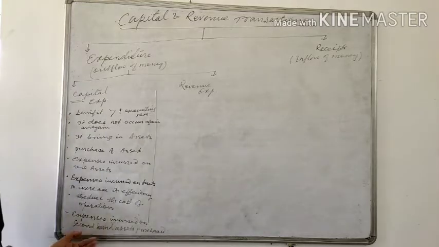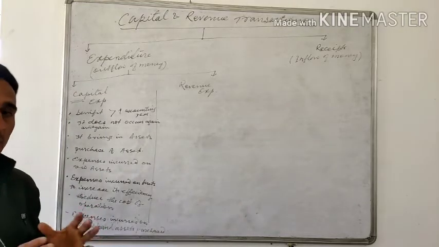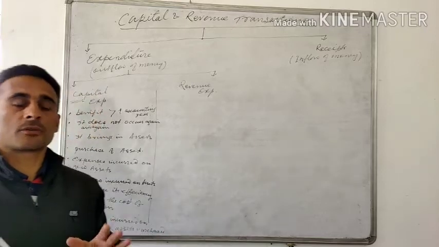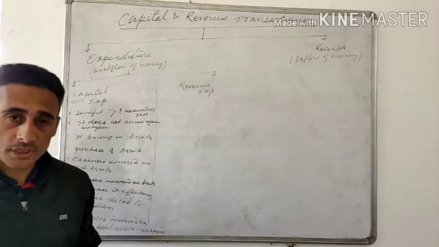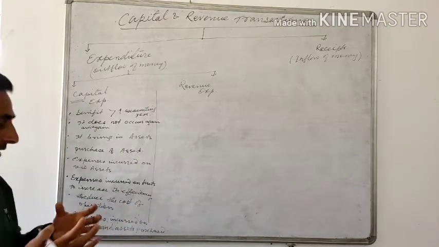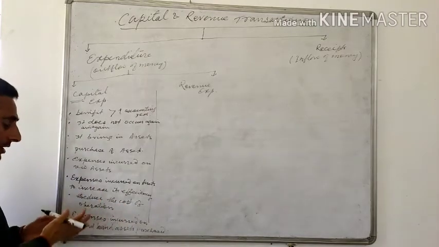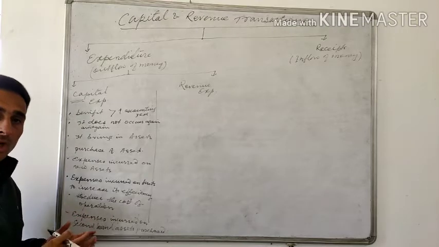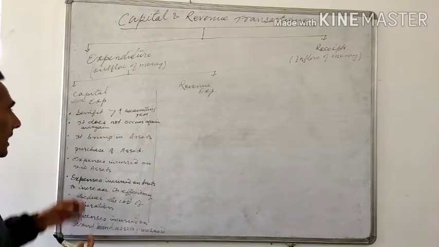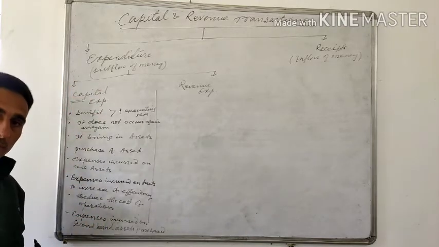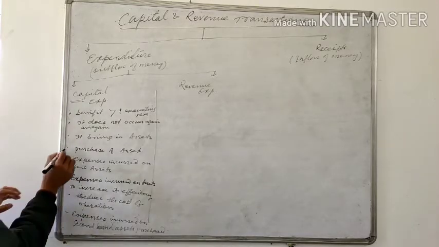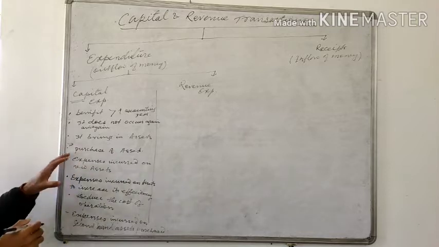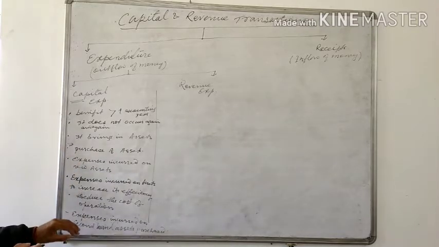You have purchased a second-hand scooter, say, and you have spent say rupees 5,000 on that scooter to make it ready for use. Then this 5,000 which is incurred on the second-hand scooter on repair work will be termed as capital expenditure. Right? So these are the different instances or the examples of capital expenditure.